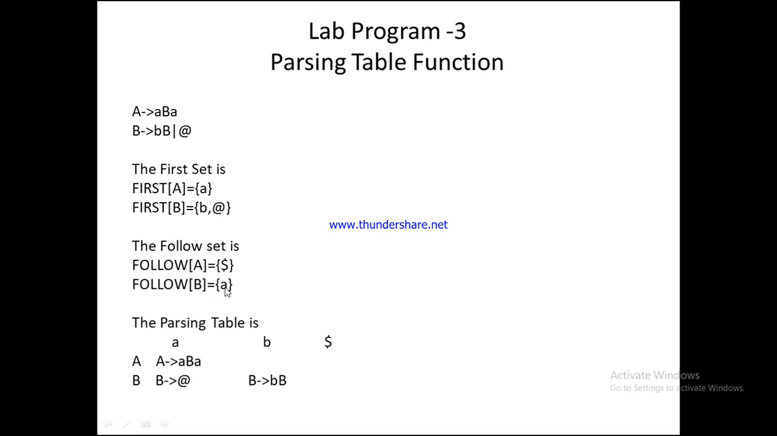What is follow of the B? It is small letter a. So to the entry of BA, I should include this B determines epsilon. So it is the entry BA, because follow of the B is A. Therefore, to that entry BA, I should include this B determines epsilon. So, no more productions are there. So, this is the final parsing table what you are going to get.